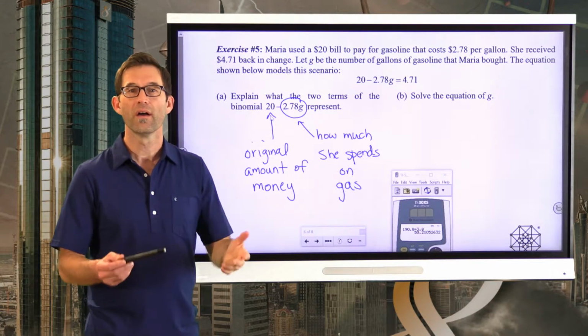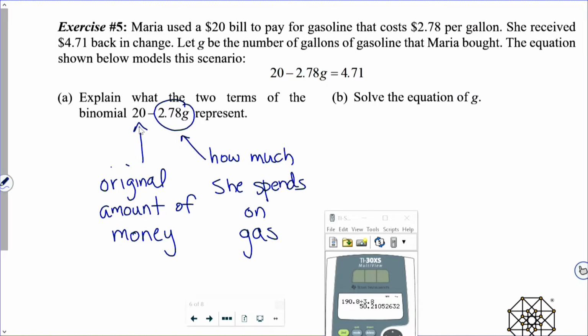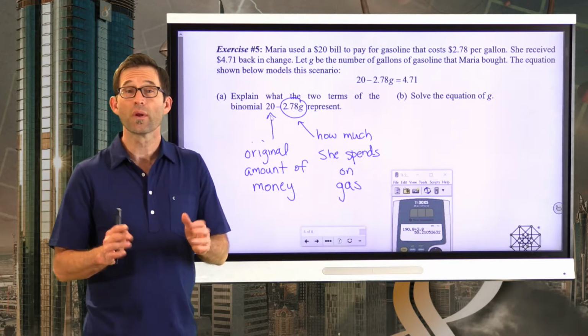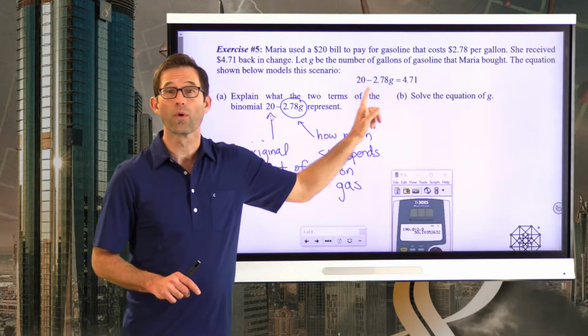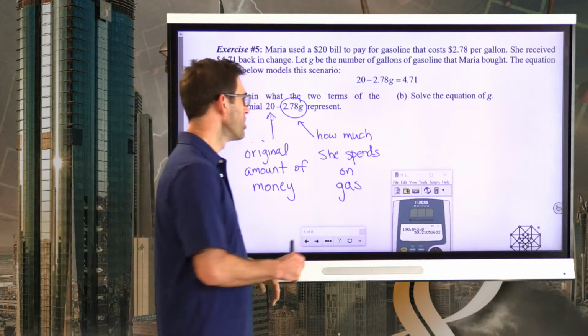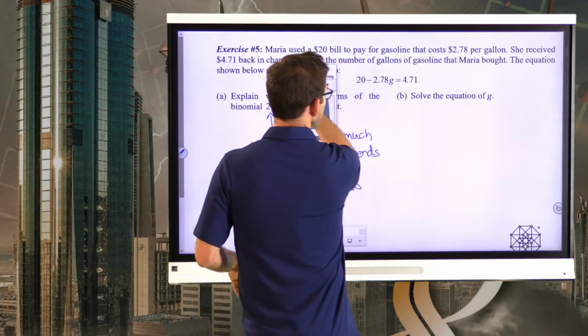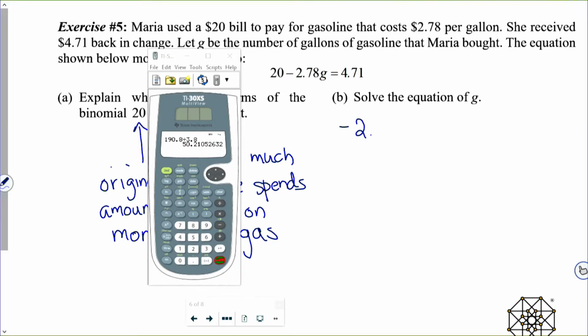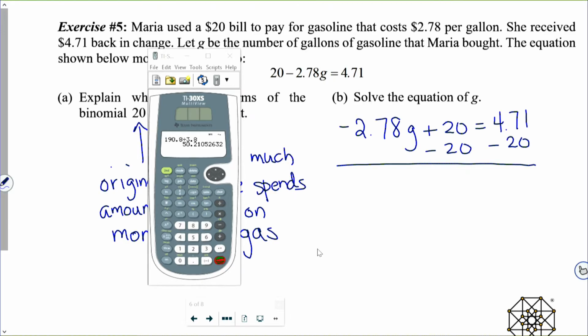Pause the video now and try to do that. All right, well, this is one of those great equations where I think I'm going to flip-flop the order of the subtraction over here by making it into addition by a negative, just to help me think about this problem a little bit more. I'll bring up my calculator up to here, and I'm going to rewrite this as negative 2.78G plus 20 is equal to 4.71. I'm going to subtract a 20 from both sides, and again, I think this is a great time for the calculator.